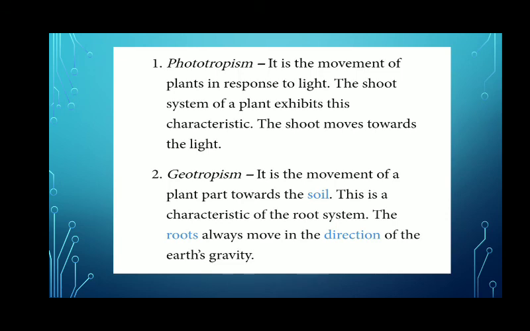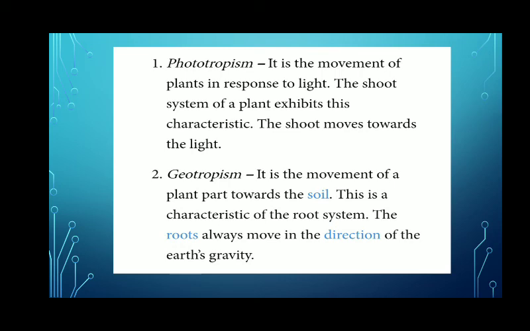Now, what is phototropism? It is a movement of a plant in response to light. This plant part, if it moves towards the light, then it is called positive phototropism. And if the plant moves away from the light, then it is called negative phototropism.